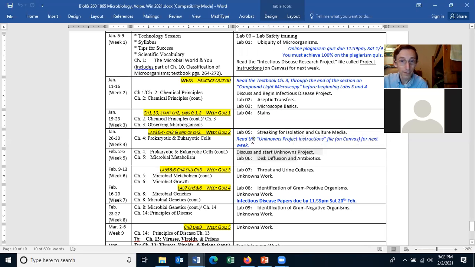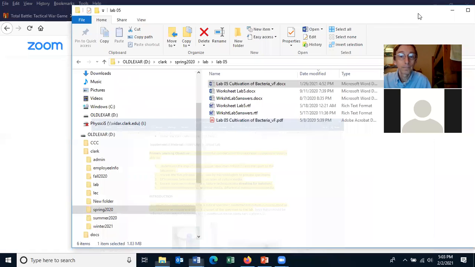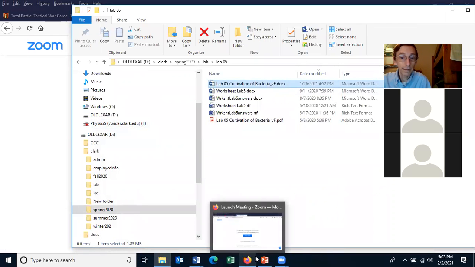Oops, that's wrong. I'm a little confused here. Have we done Lab 5? Okay, that says read the unknown instructions. I need to talk about the unknown project, and we'll be doing Lab 6 today. So I got the wrong lab up. All right. Any questions about what we're doing? No. Let's go ahead and get started then.